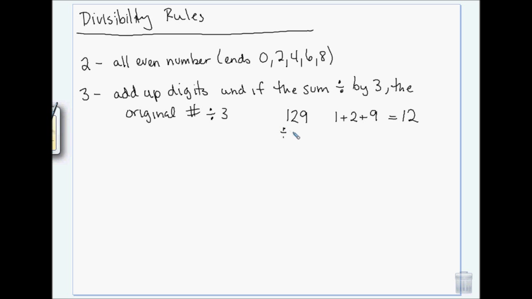And if I do that problem, it's 43. So I added these digits up. So if I did, say, 139, that would have given me 13. So then 139 does not divide evenly by 3. Okay, so that's just, rather than having to take the time to divide, especially a larger number by 3, a quick way to see if it even will.